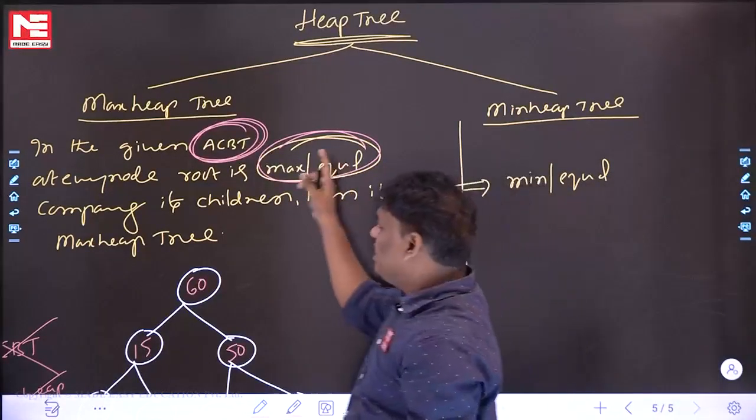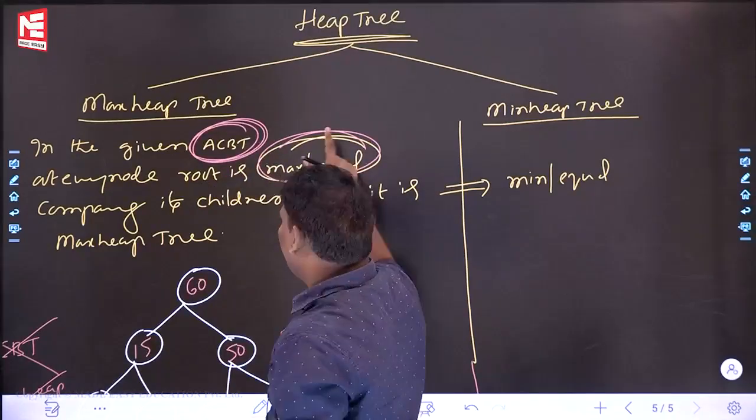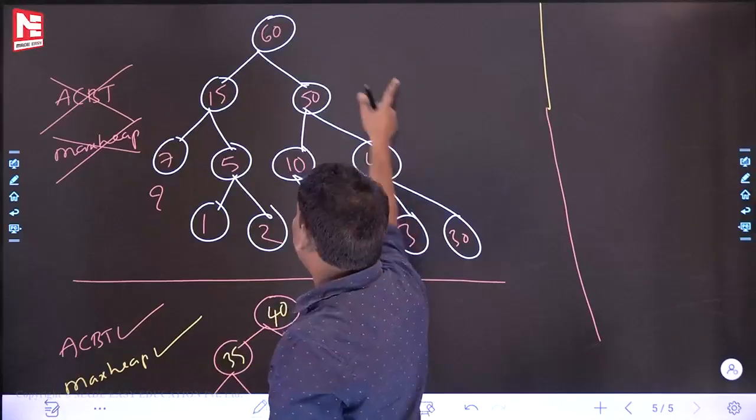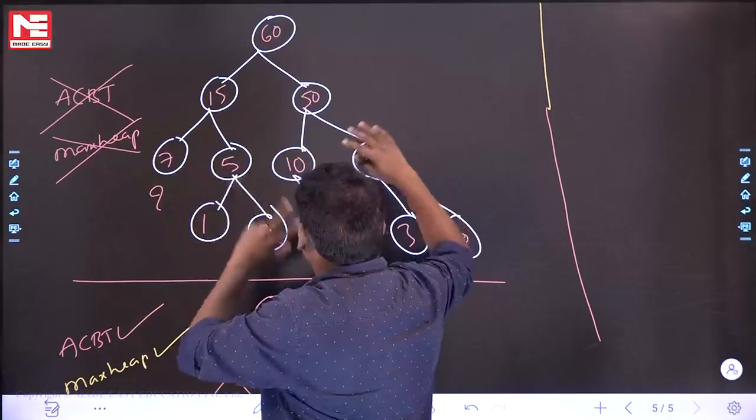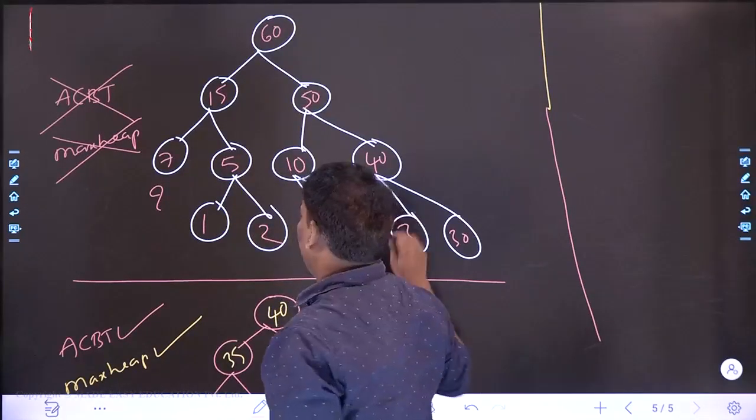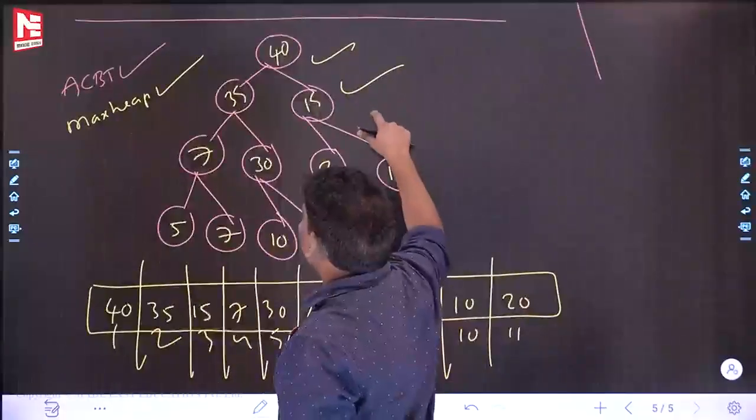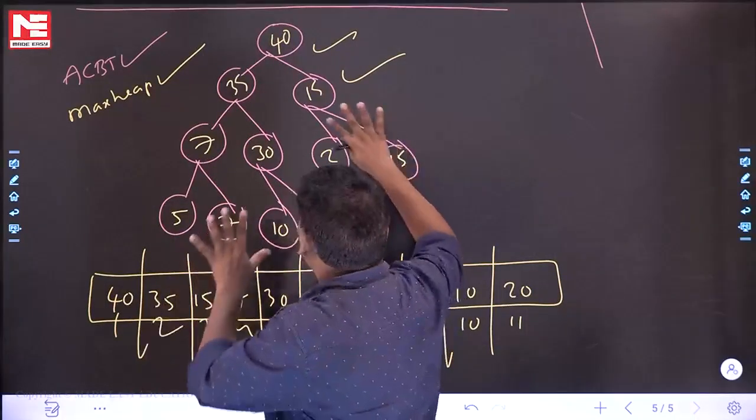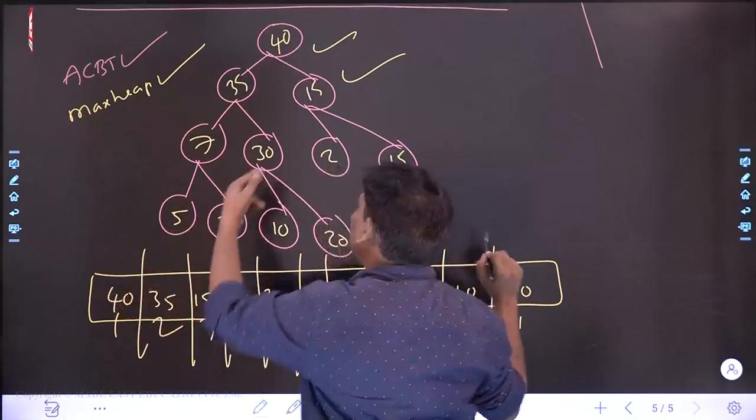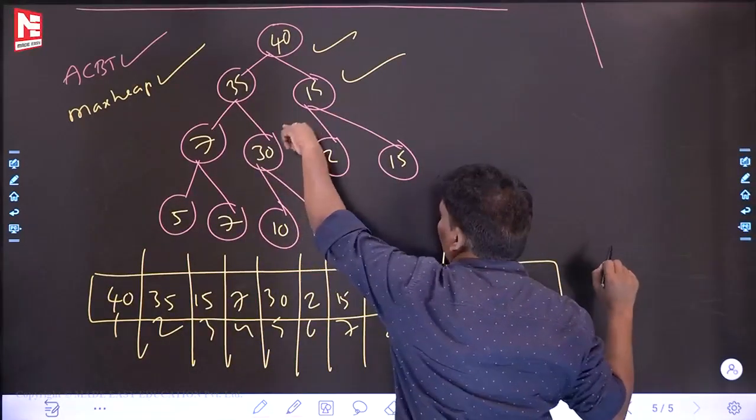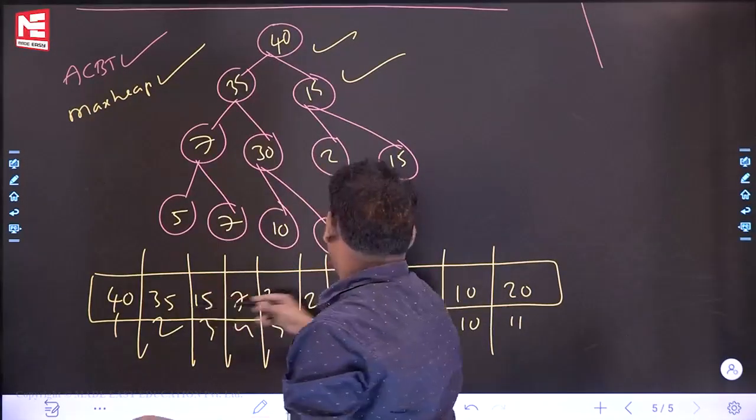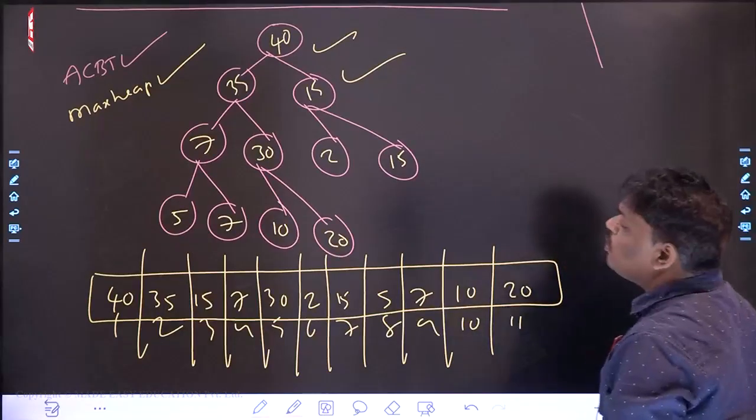Next one, what is the max heap tree definition? In the given almost complete binary tree, at every node the root is maximum or equal, then it is called a max heap. So this is not a max heap. Everything is okay, but it is not a max heap. Fundamental property fails. What is that? Almost complete binary tree concept fails. First of all, it should be an almost complete binary tree. At every node, the root is maximum or equal compared with children. Inside the computer, it will be stored in the form of array. How to store it? Level by level you store. This is something about max heap.